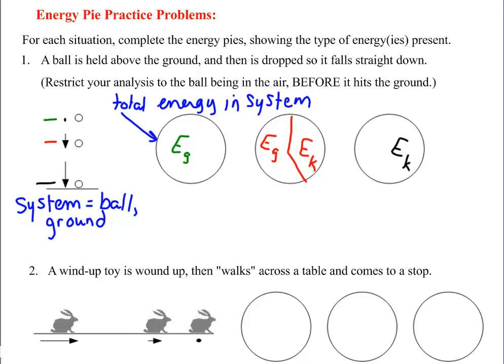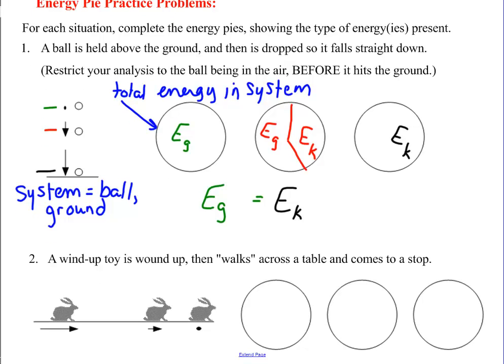So if I look at the process of this event, I started out with gravitational potential energy in the beginning, and I end up with kinetic energy at the end. So my total energy is conserved. It's simply been converted from one kind to another.